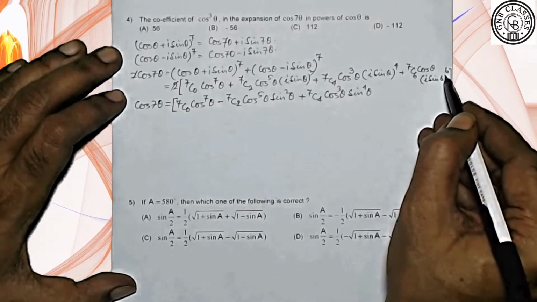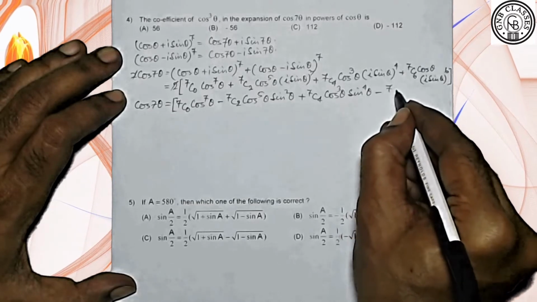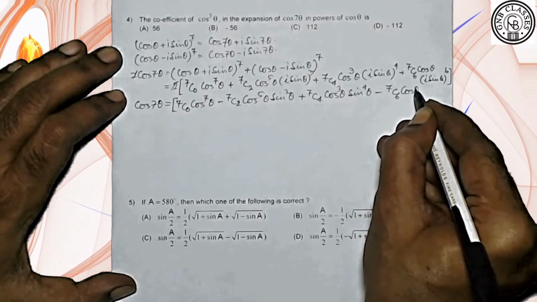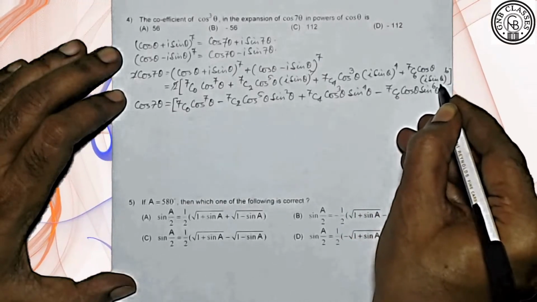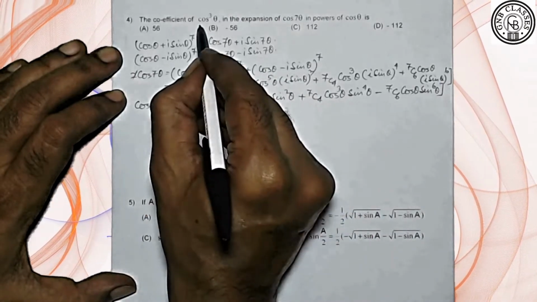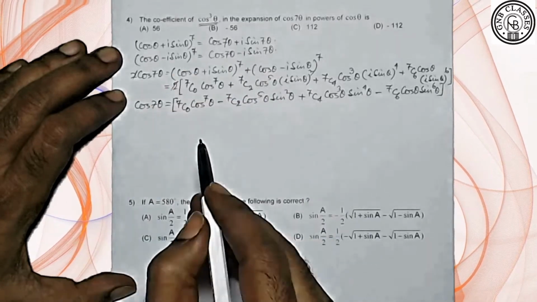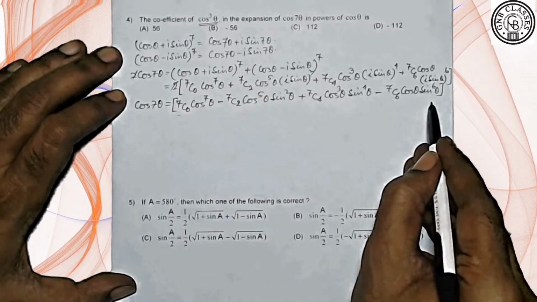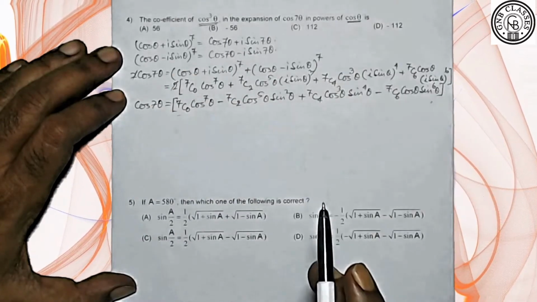7c6 cos theta iota to the power 6. Iota to the power 6 is minus 1. So it will be minus 7c6 cos theta sine to the power 6 theta. Is it clear? Now we are interested in finding out the coefficient of cos cube theta in this expansion in terms of cos theta.